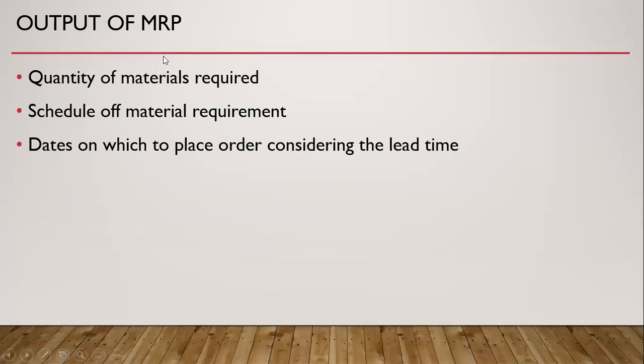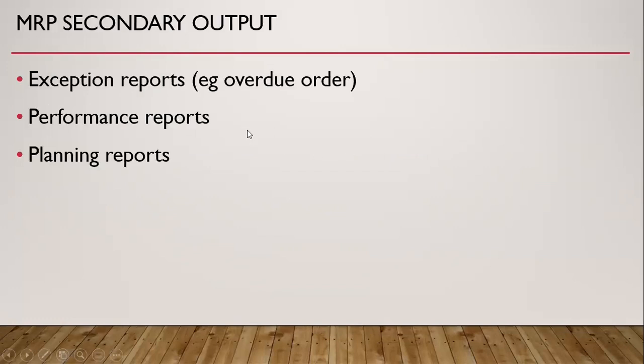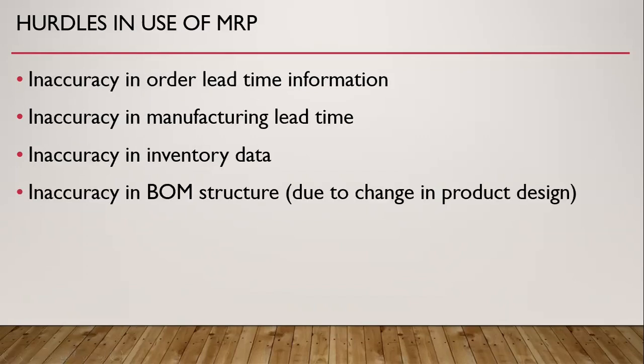So what are the outputs of material requirements planning? Output is quantity of materials required, schedule of material requirements, and dates on which to place orders considering the ordering lead time. What are the secondary outputs? Secondary outputs include exception reports, performance reports, and planning reports. Exception reports include, for example, overdue of a particular order. So this information is required in future planning and making future MRPs.